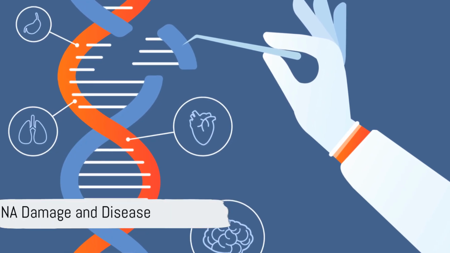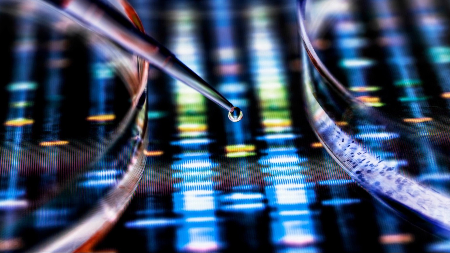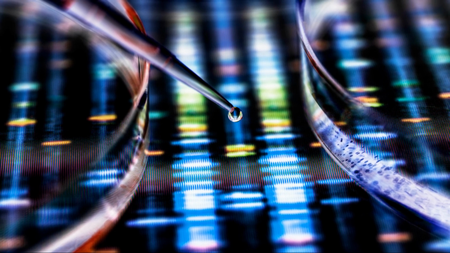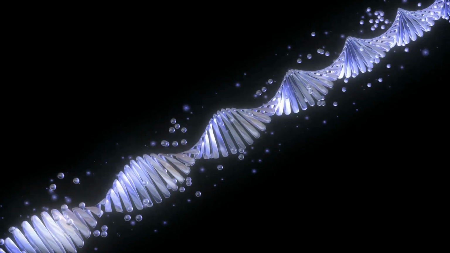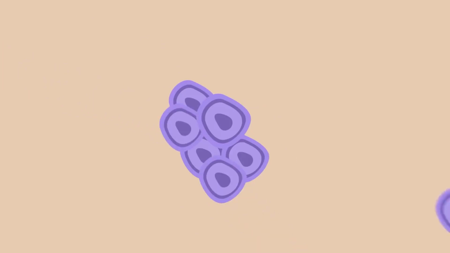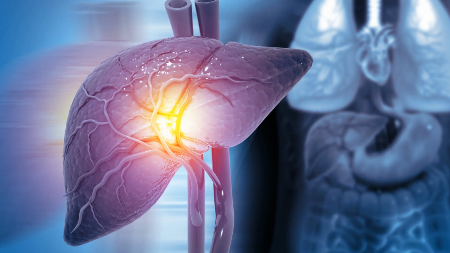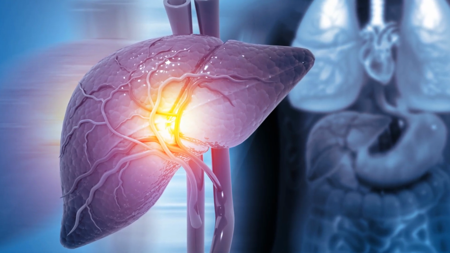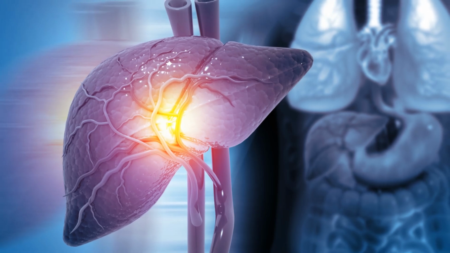DNA damage and disease. While cells have the remarkable ability to repair most of the damage they encounter, if these intricate repair mechanisms fail, DNA damage can accumulate over time. This gradual accumulation of damage can result in genetic mutations, which are changes in the DNA sequence. These mutations can disrupt normal cell function and lead to serious diseases, such as cancer.